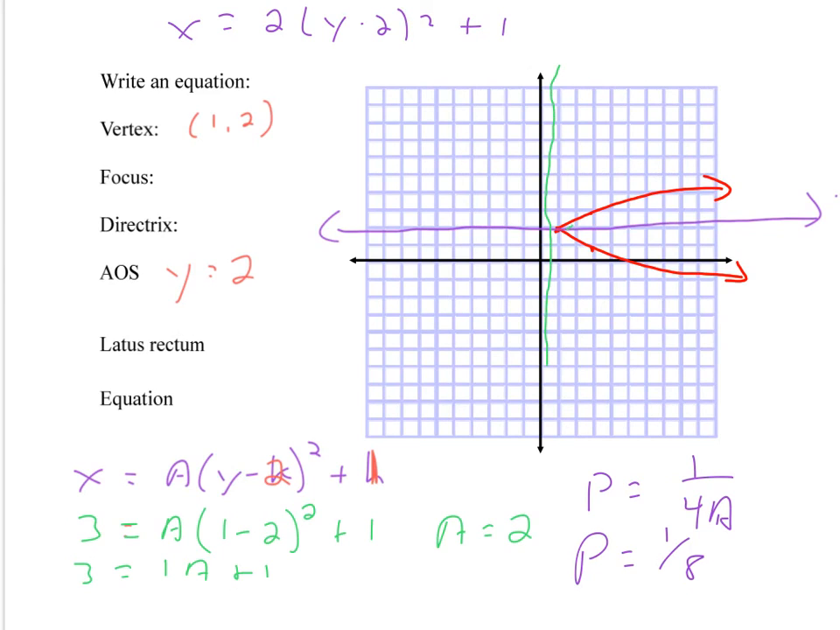So our directrix is at x equals 1 7/8, because that's 1/8 away from 2. And our focus is at 1 1/8, comma 2, because that's 1/8 away from 1, 2. So there we go. My latus rectum has a length of 1/2, because it's 4p.